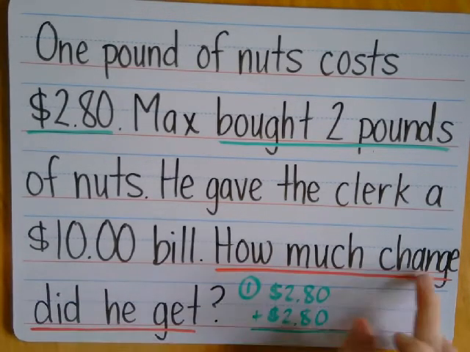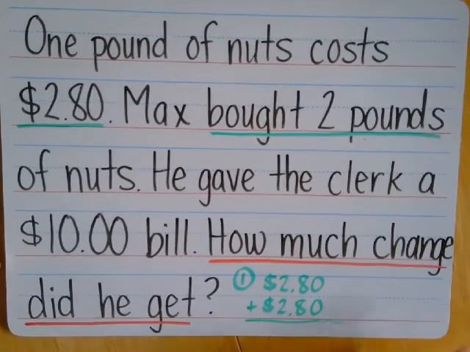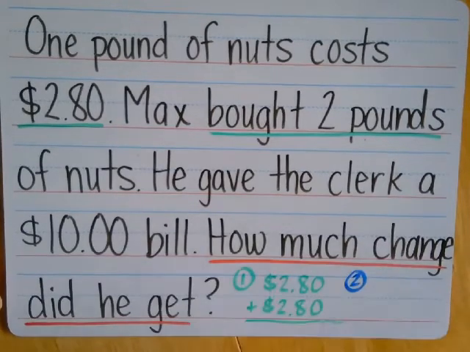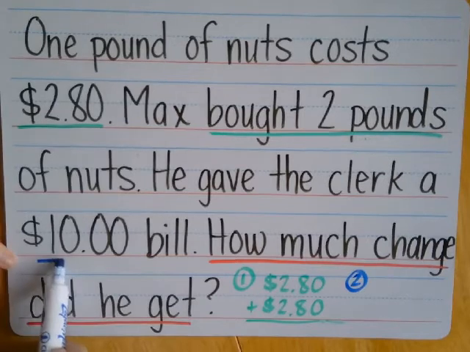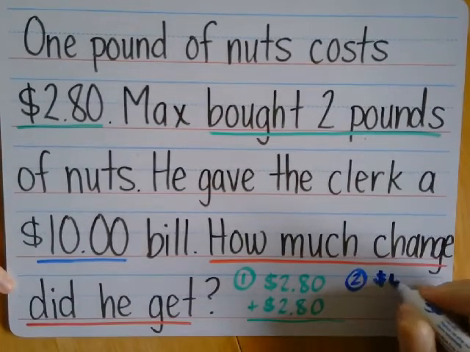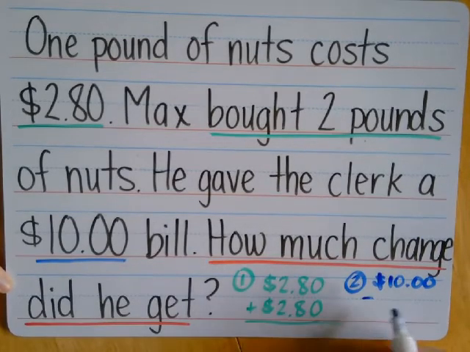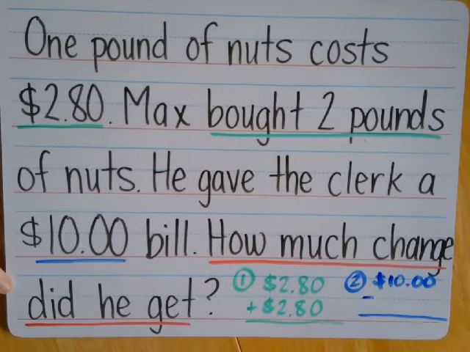My second step is to figure out how much change he got back after he paid for the nuts. So step 2 is I would need to take what he paid. So I would need to take $10, and I would need to subtract what he bought to get my answer. So first I need to add up the 2 pounds of nuts that he bought, and then I need to subtract that from the $10 that he gave the clerk. So I'm going to do that on the back so I have a lot more room here, but I wanted to walk through the steps.